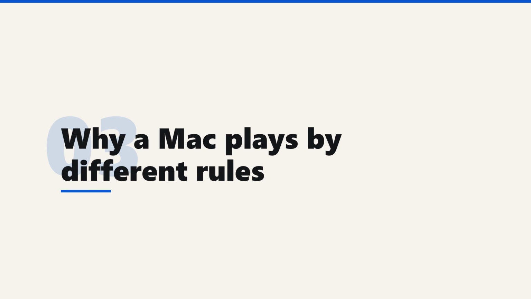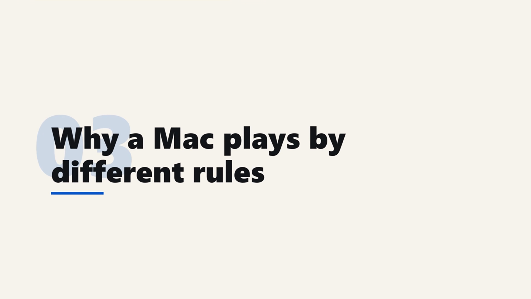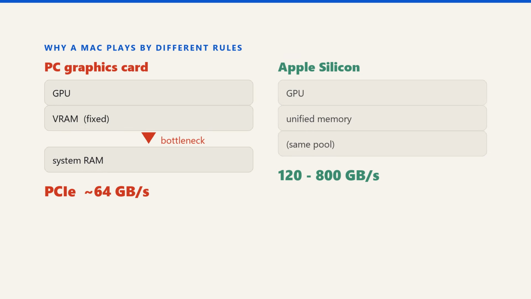If you're on a Mac, the rules are different, and in your favor. A PC keeps 2 separate pools of memory. The card has its own, and the rest of the computer has its own. When a model does not fit in the card's memory, the leftovers have to travel back and forth across a connection called PCIe, and that connection is the bottleneck. Apple Silicon does not split them.